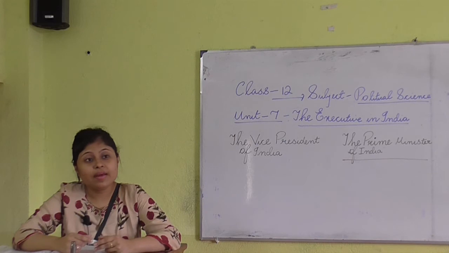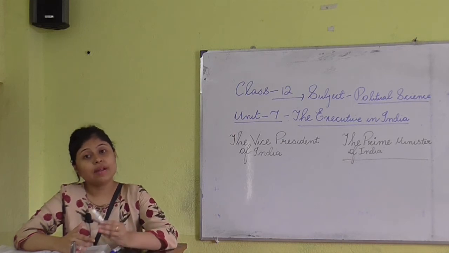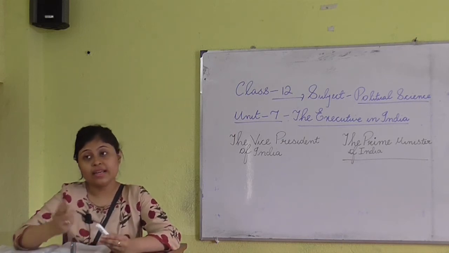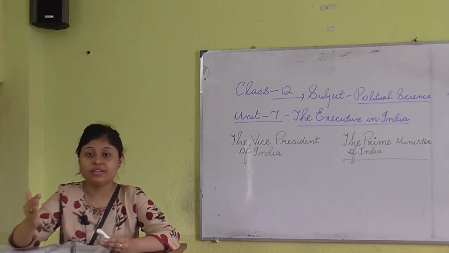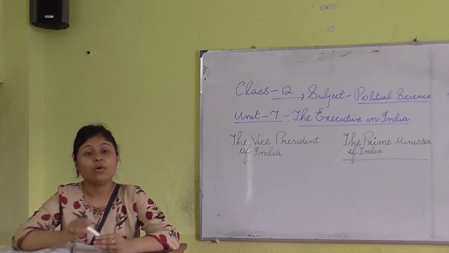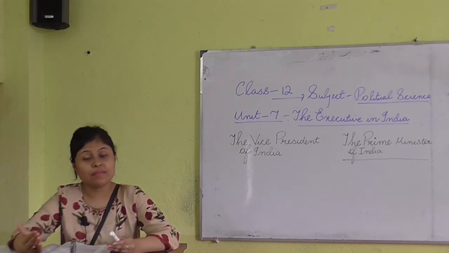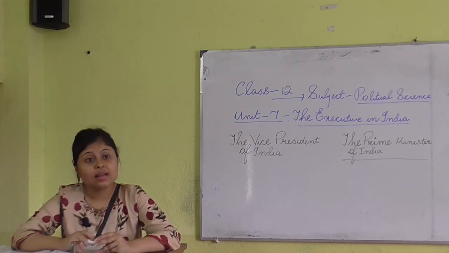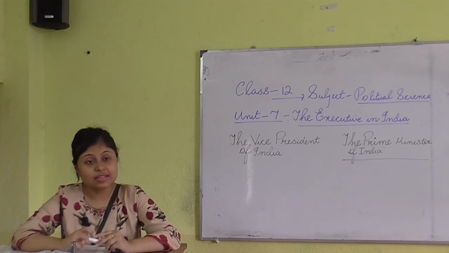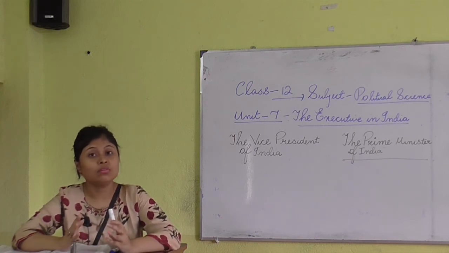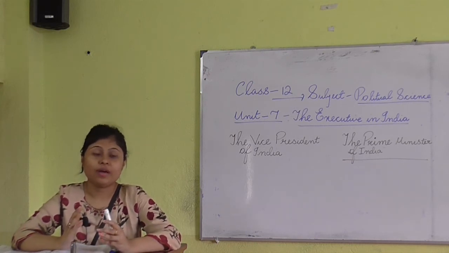Even if he is not a member of any house of the Parliament like the Lok Sabha or Rajya Sabha, after he becomes the Prime Minister, he has to take the membership of either one of the houses within 6 months after his appointment. Now, who administers oath to the Prime Minister? The President administers oath to the office of the Prime Minister.